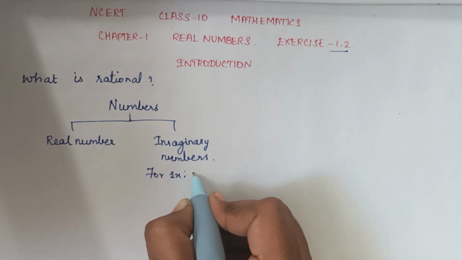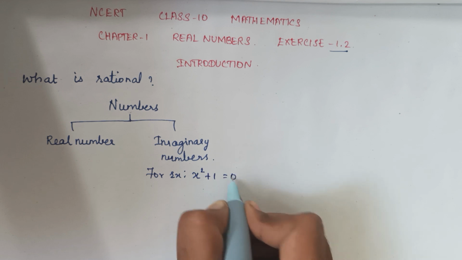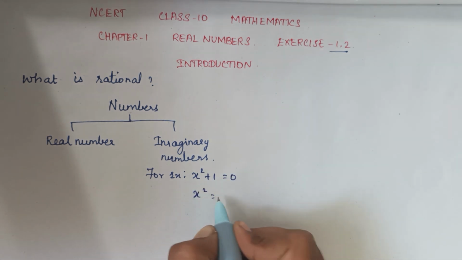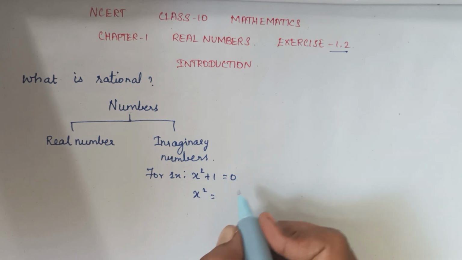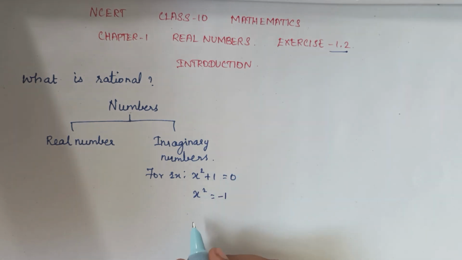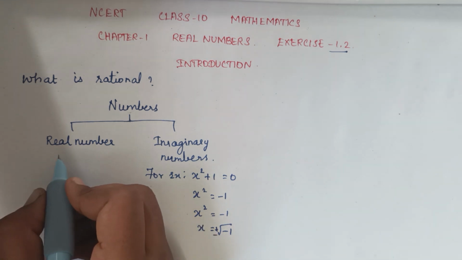Imaginary numbers, for example, x square plus 1 is equal to 0. So x square is equal to minus 1, since the plus 1 goes to the opposite side as a minus 1. So x is equal to root of minus 1. It may be considered as plus or minus. Okay, so it is imaginary. Then real numbers.